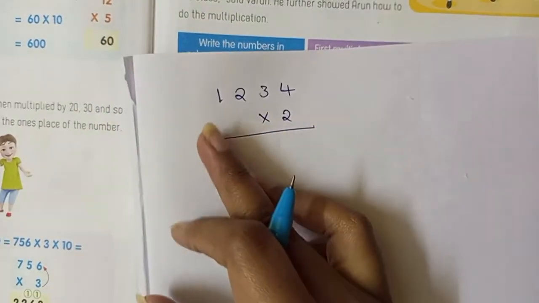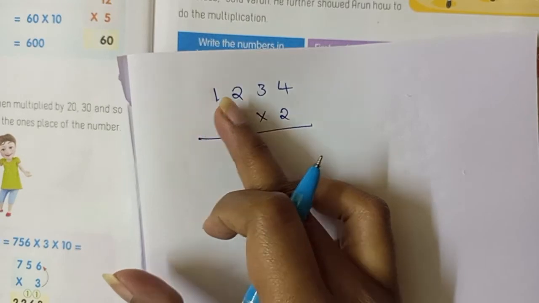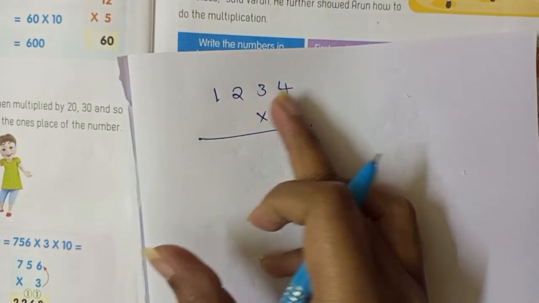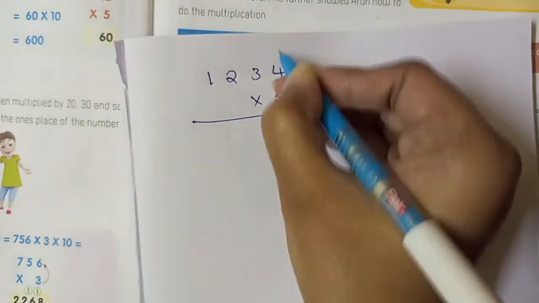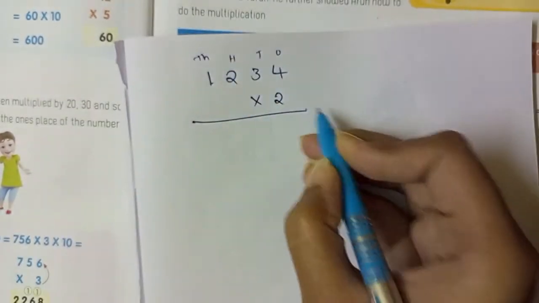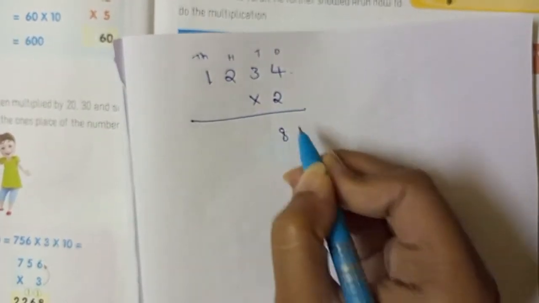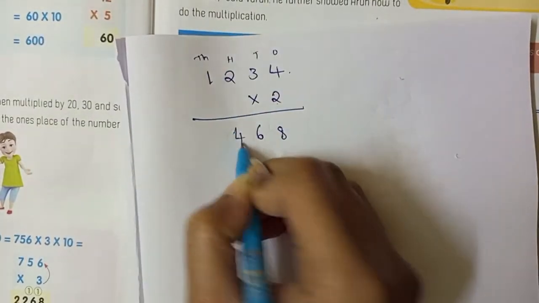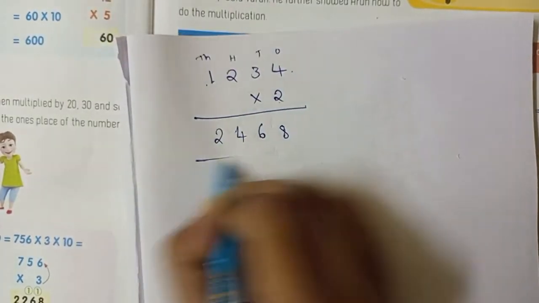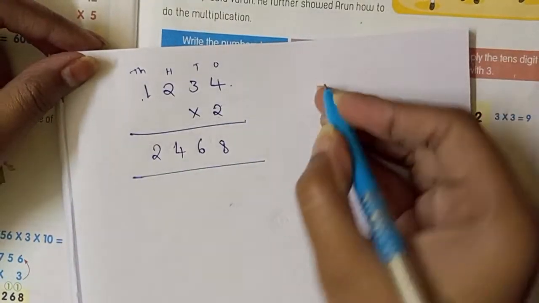I am taking 1234 into 2. See here, we have to start from ones, tens, hundreds and thousands. 2 4s are 8. 2 3s are 6. 2 2s are 4. 2 1s are 2. See the next example, all of you.